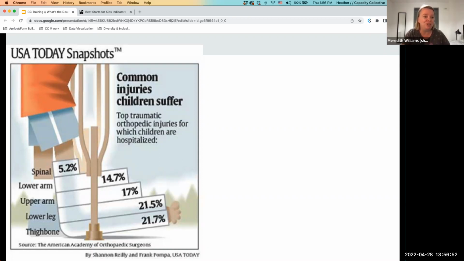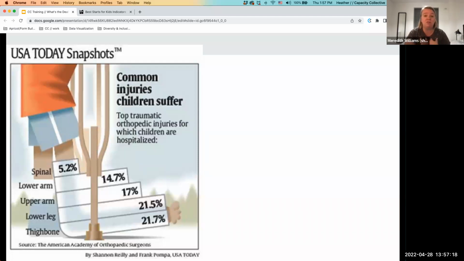That is a bar chart, right? So you can see that there is a bar that is supposed to be showing you, related to each other, how much percentage they are compared to each other, right? So if you just look at this, what it looks like is 5.2% of children suffer from a spinal injury, right? This says it's common injuries that children suffer.